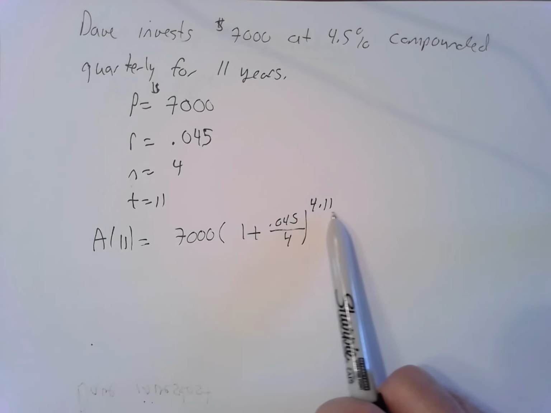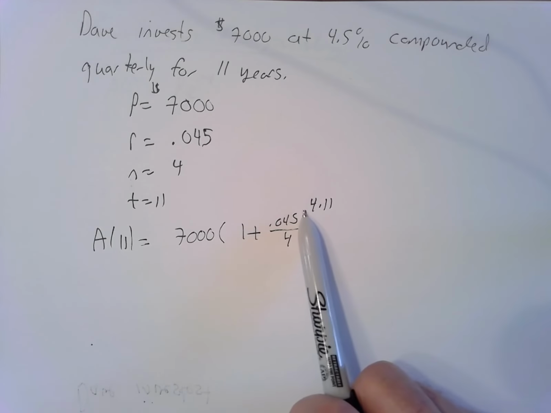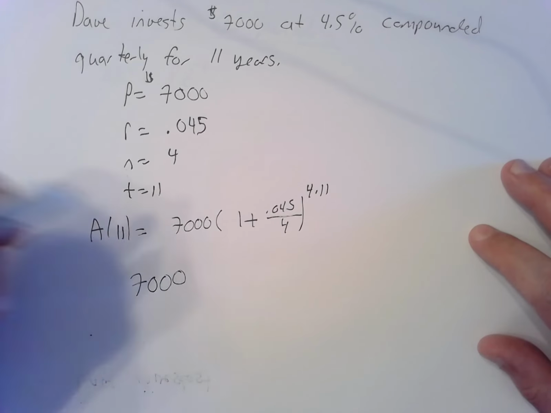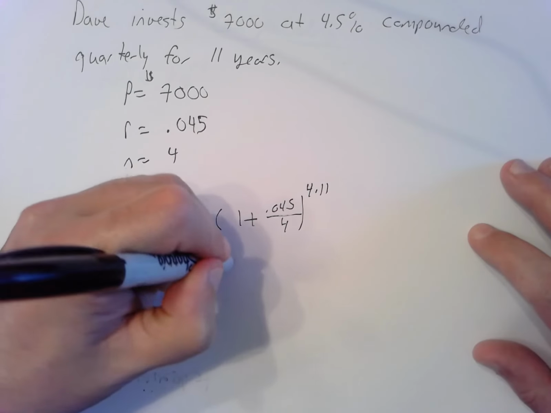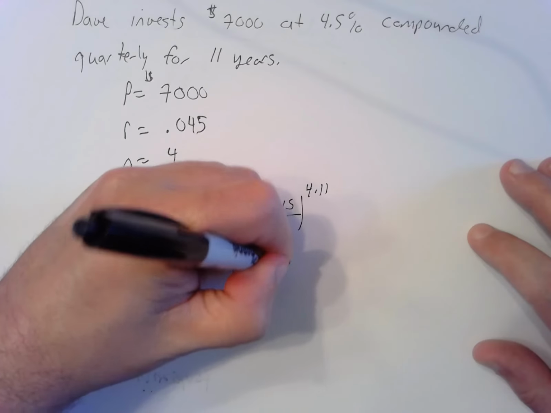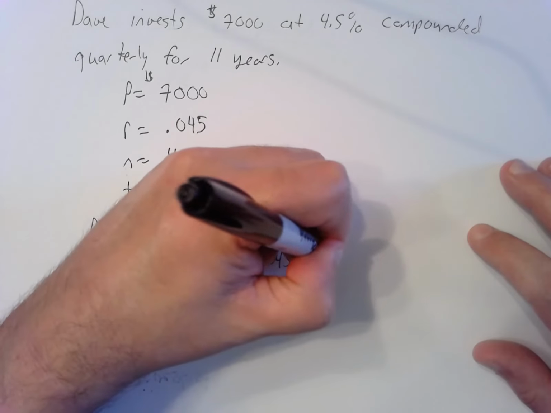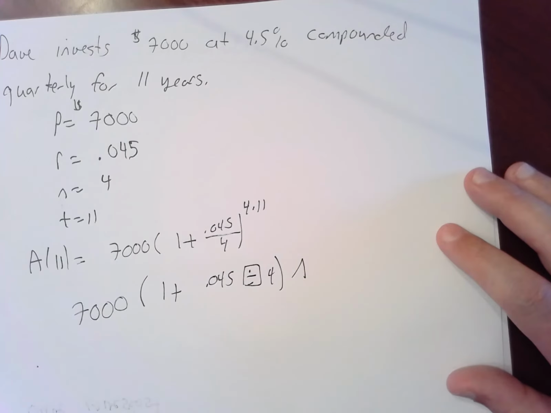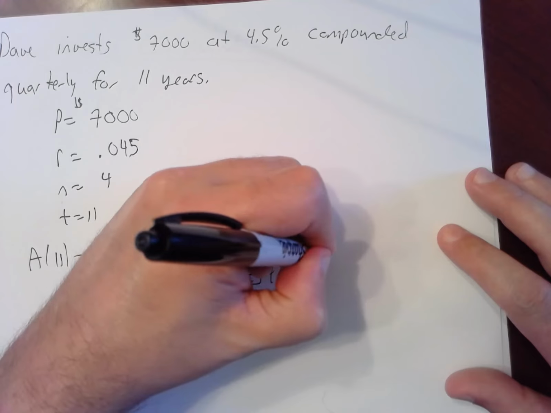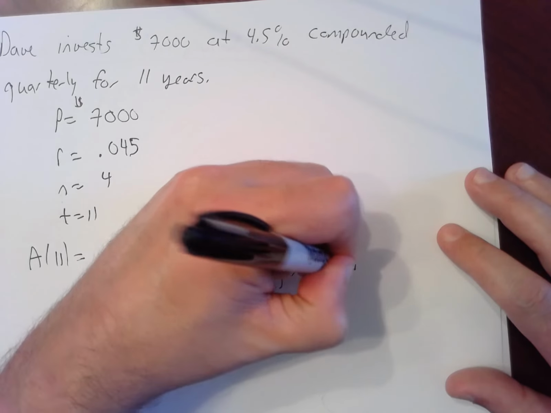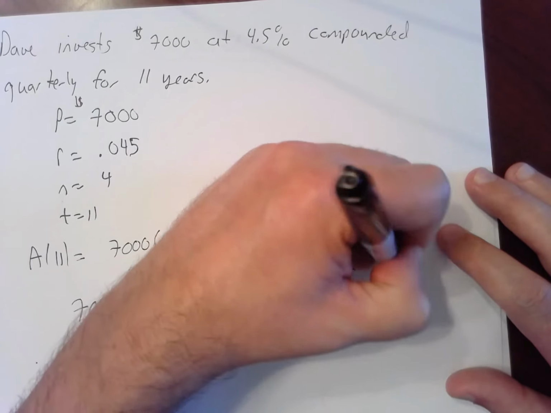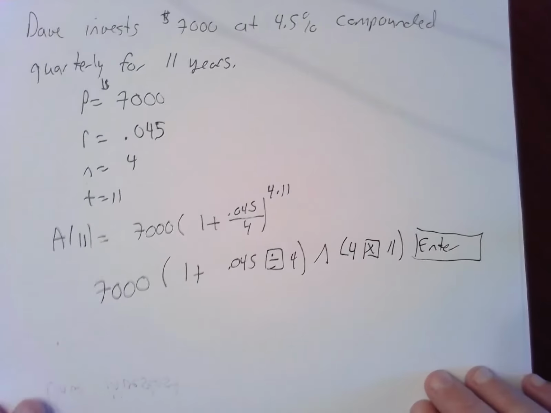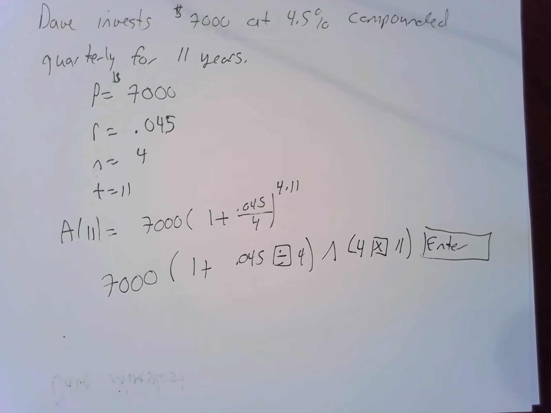This exponent needs to be in parentheses. So you would want to type 7,000, parentheses, 1 plus 0.045 divided by 4, close your parentheses, your exponent button, the caret, 4 times 11, close the parentheses, and then hit enter. If you don't type it just like this, you are going to get the wrong answer.